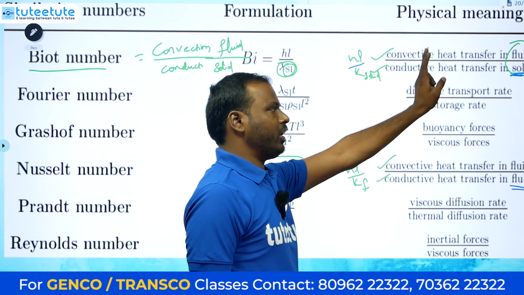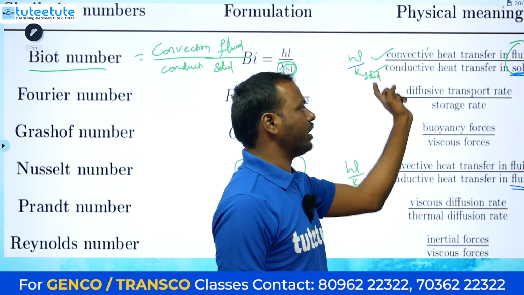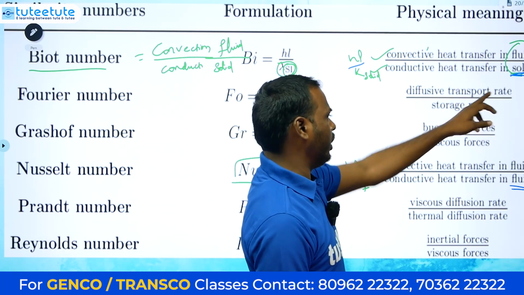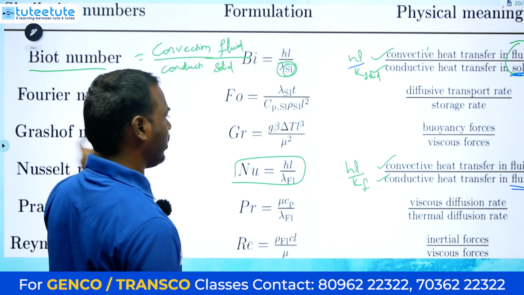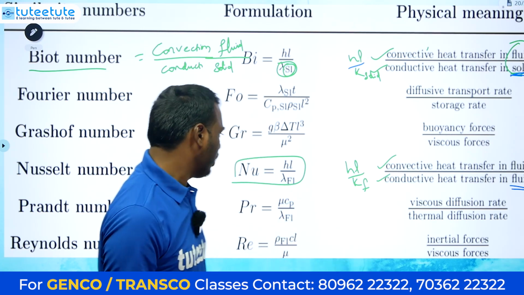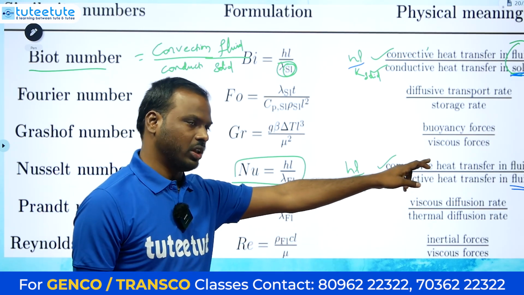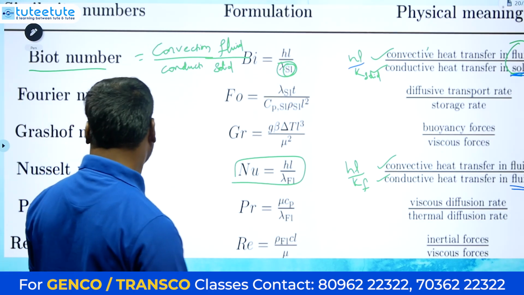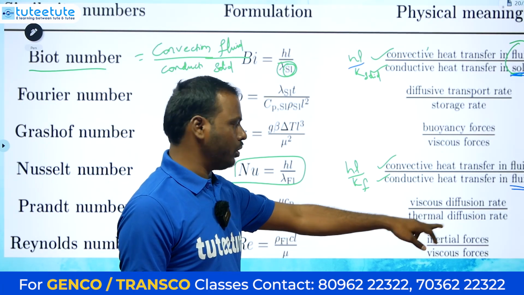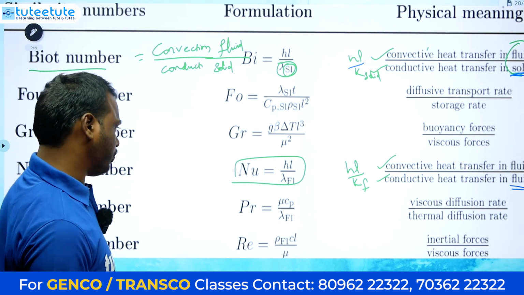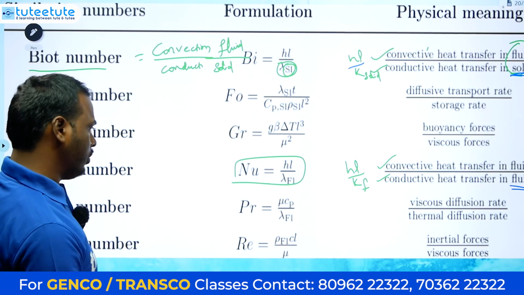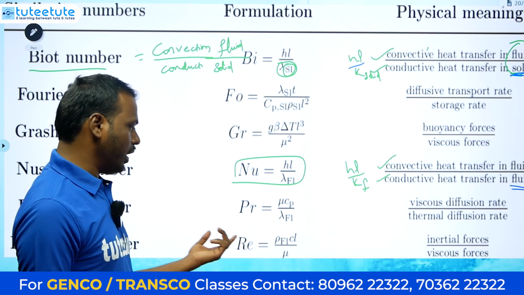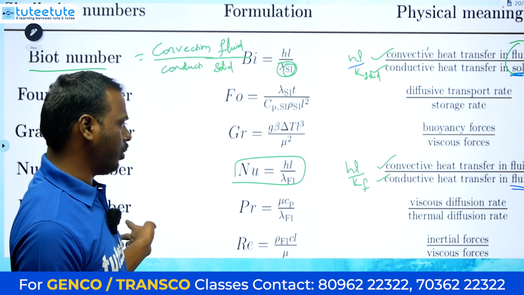The Biot number is the convective heat transfer in the fluid to the conductive heat transfer in the solid. Whereas the Fourier number is the diffusive transport rate to the storage rate. The Grashof number is the buoyancy force to the viscous force. And the Nusselt number is the convective heat transfer in the fluid to the conductive heat transfer in the fluid. The Prandtl number is the viscous diffusion rate to the thermal diffusion rate, meaning thermal diffusivity. Okay. The Reynolds number is the inertia force to the viscous force, that is rho VL by mu. Generally we write rho VL by mu like that.